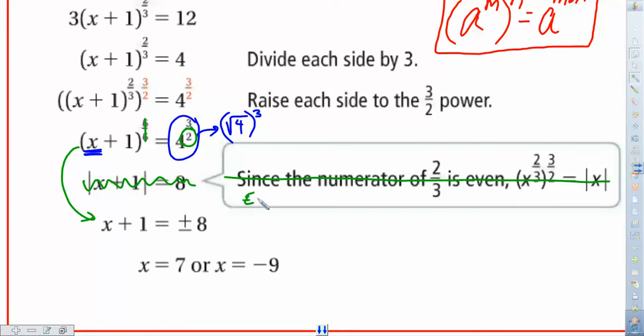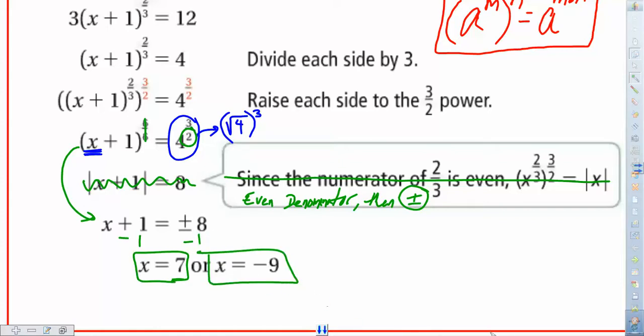If there is an even denominator, then you need a plus minus sign with that answer. So square root the 4, you get 2, and then 2 cubed would be 8, so we have plus minus 8. So then to solve our problem, we're going to be subtracting 1 from not only a positive 8, which would give us the 7, but also subtract 1 from a negative 8, which would put you at negative 9.